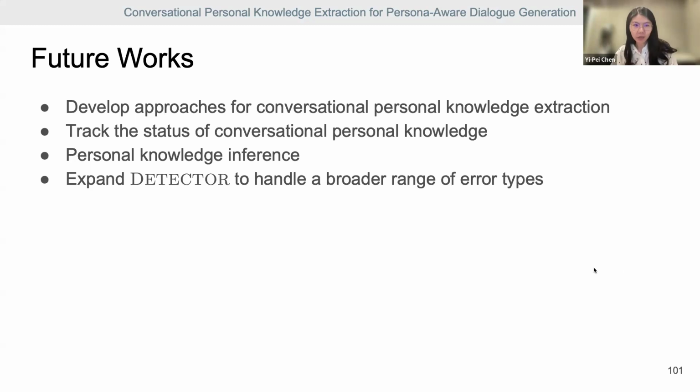So the first is to develop approaches for conversational personal knowledge extraction. As I mentioned in the second section, GPT is so far still the best performing extraction method for personal knowledge. However, in the conventional information extraction task, GPT doesn't work as well as the pre-trained models. One of the reasons is that in most information extraction tasks, the relations are more limited and not as open as the personal knowledge. But using large language models has their own constraints, such as the cost. So how to develop an approach for conversational personal knowledge extraction is one of the future works.